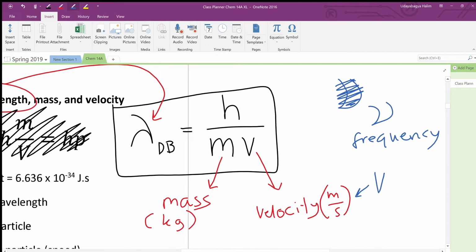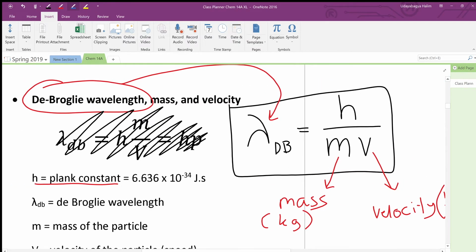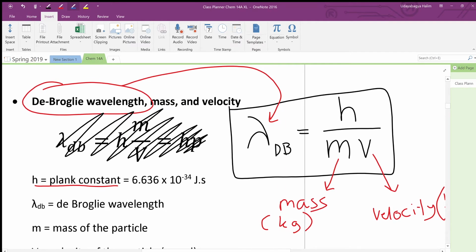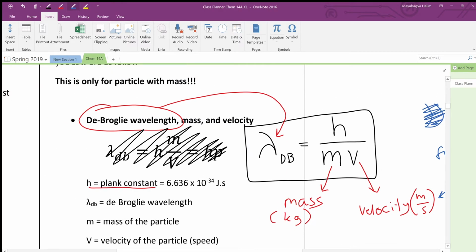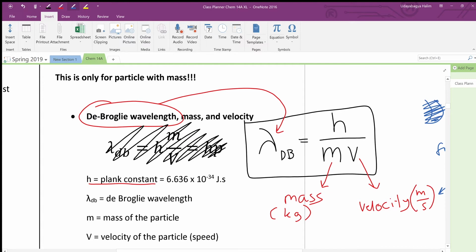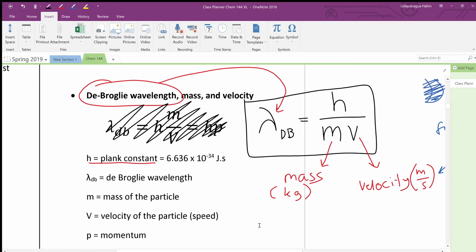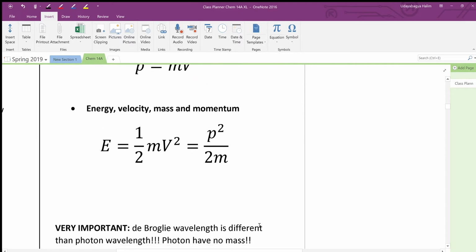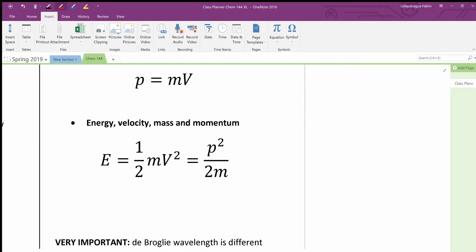And the other thing is that the energy for other particles that have a mass is going to be 1/2 mv squared, because that's what you've learned from regular physics. Okay? So for one, the de Broglie wavelength, please do change it in your class planner, is h/mv. And the other one is that the energy of a particle is going to be 1/2 mv squared.